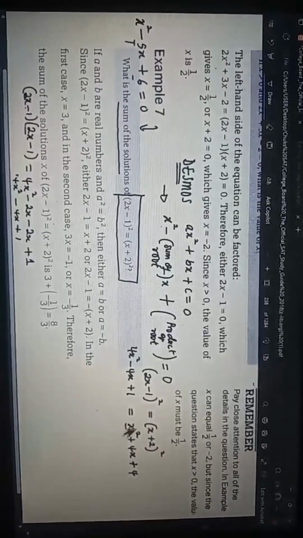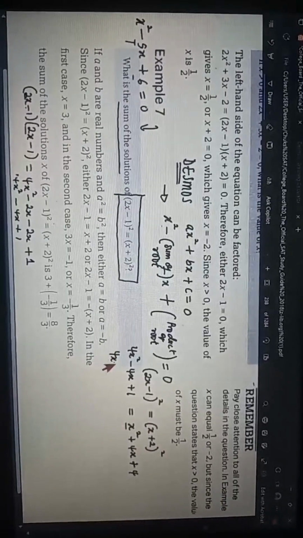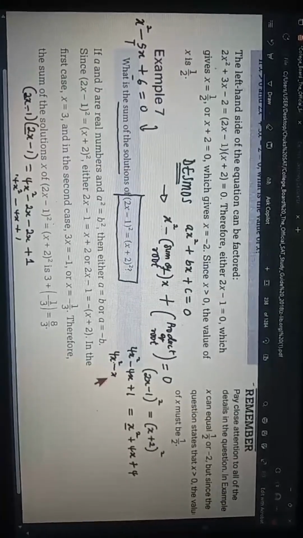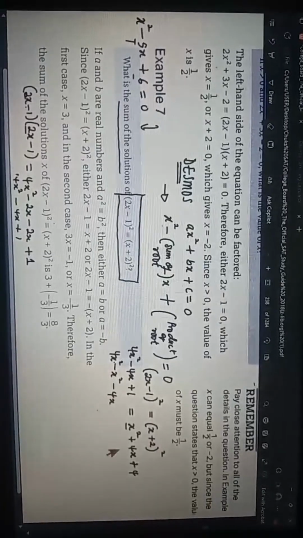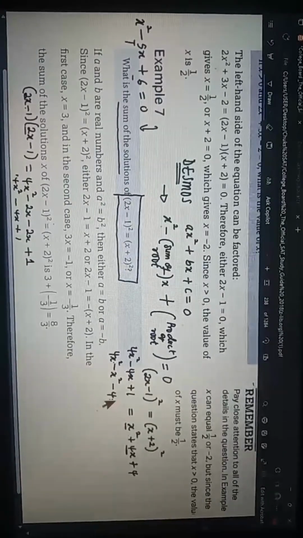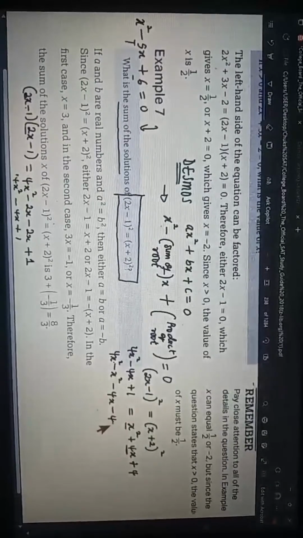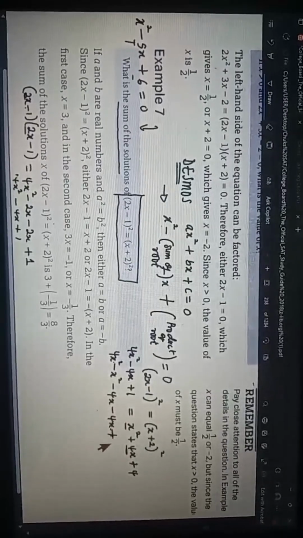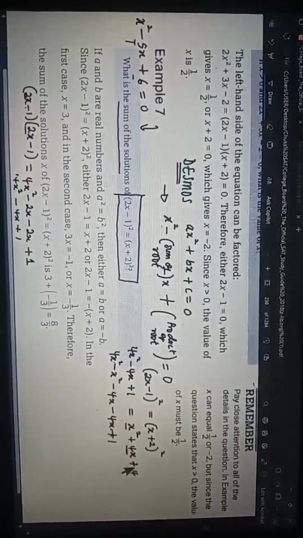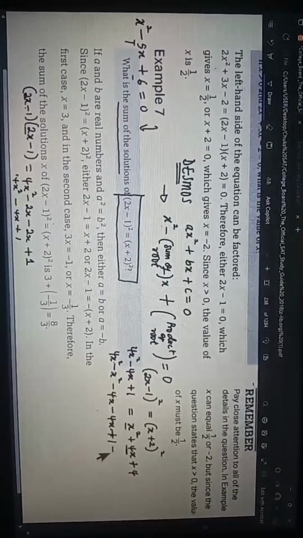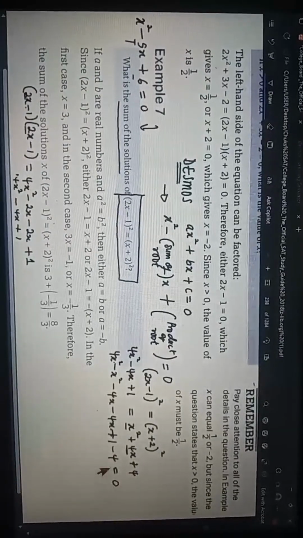So here I would like to collect like terms. I have 4x squared. This is another x squared, so when it comes over, it becomes negative x squared. And I have minus 4x. This is another x value, so when it comes over, it becomes minus 4x. And I have plus 1 on the left hand side. When this other one comes over, it becomes negative 4, equal to 0.